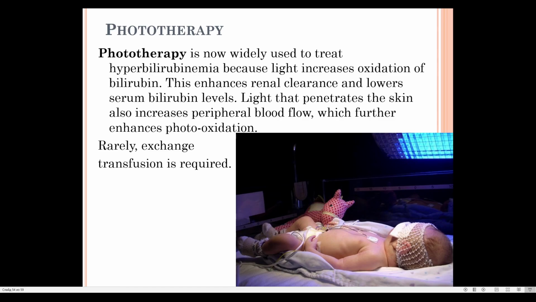Phototherapy is now widely used to treat hyperbilirubinemia because light increases oxidation of bilirubin. This enhances renal clearance and lowers serum bilirubin levels. Light that penetrates the skin also increases peripheral blood flow, which further enhances photooxidation. Rarely, exchange blood transfusion is required. And in the picture you can see the procedure of phototherapy.